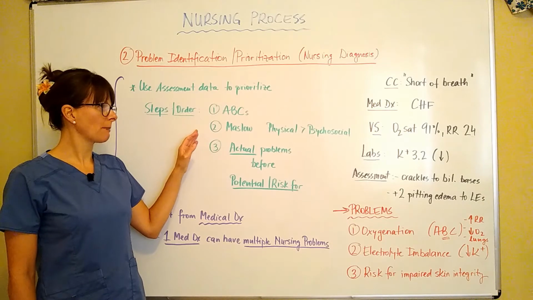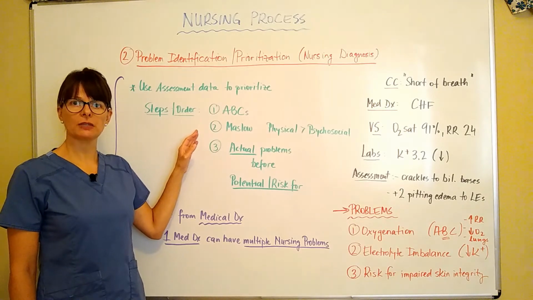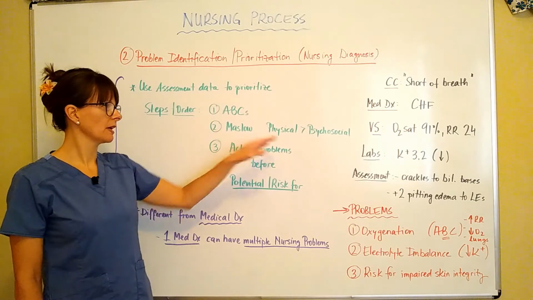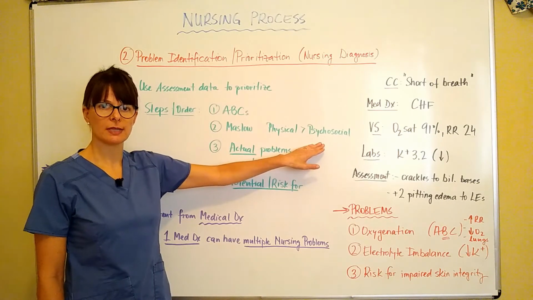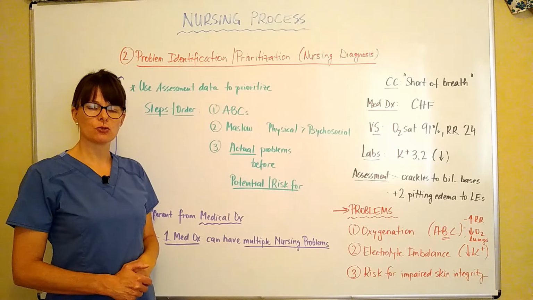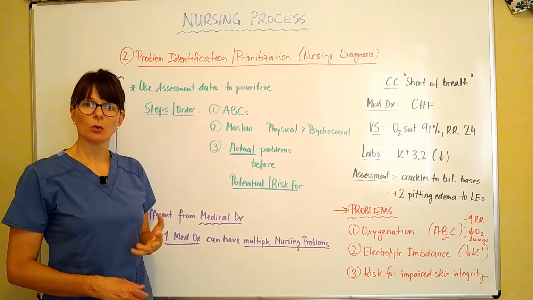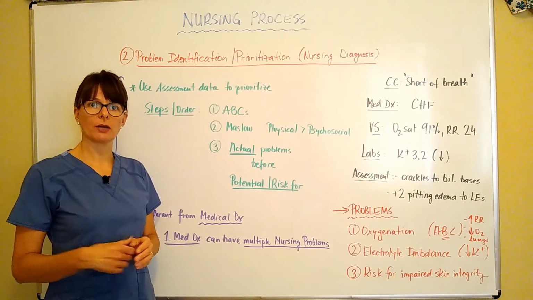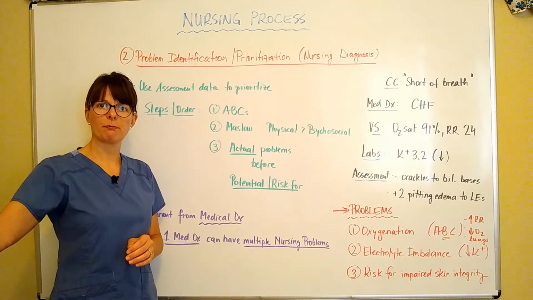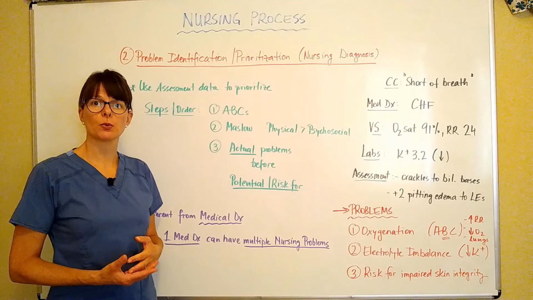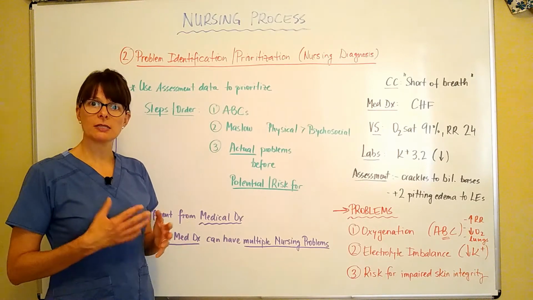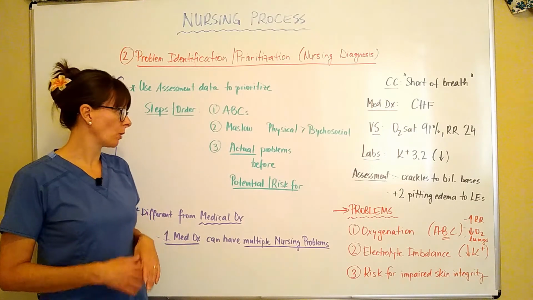Number two, we go by Maslow's hierarchy of needs, which basically tells us that physical needs always come before psychosocial ones. So if the patient is choking on something, we're not going to worry about their inability to pay for their hospital visit because they don't have insurance coverage, or they're concerned about that. Physical needs always come before psychosocial ones.